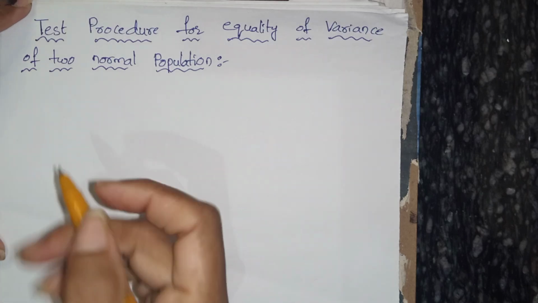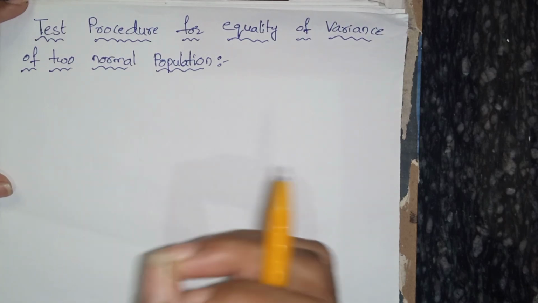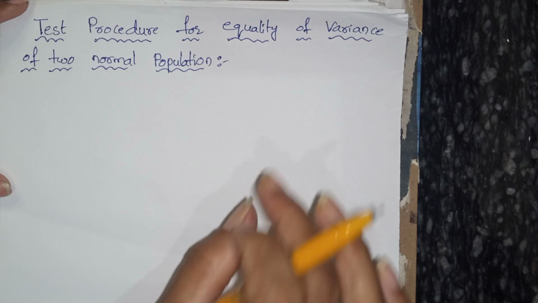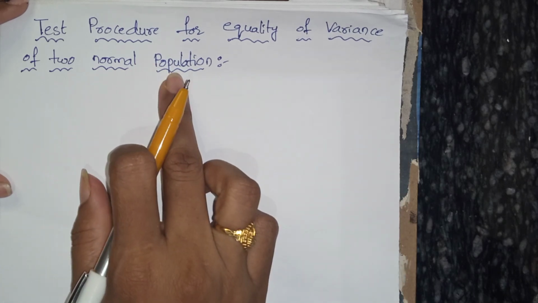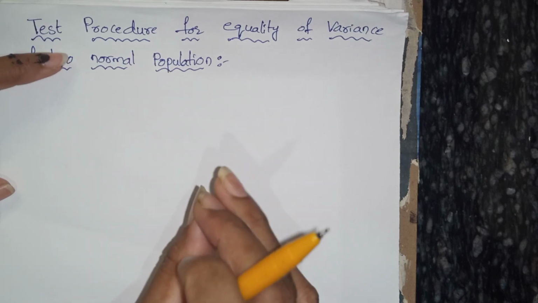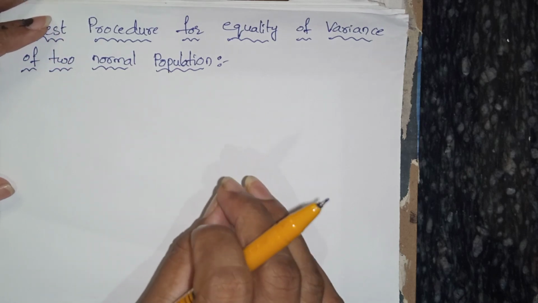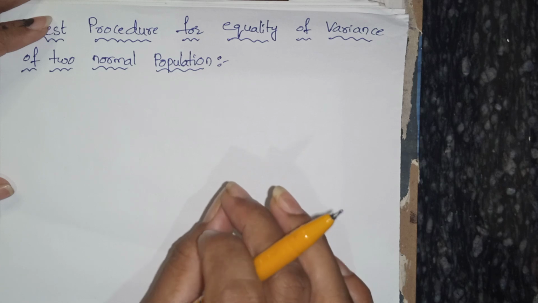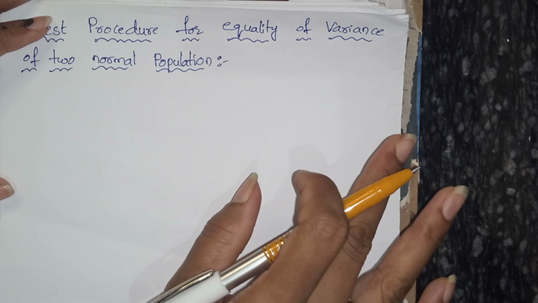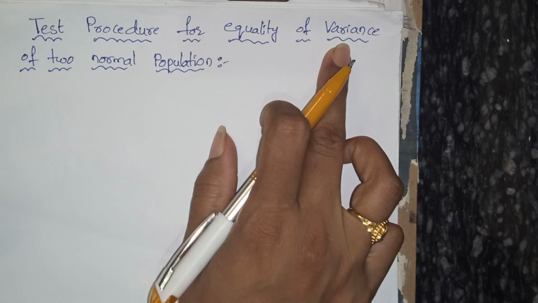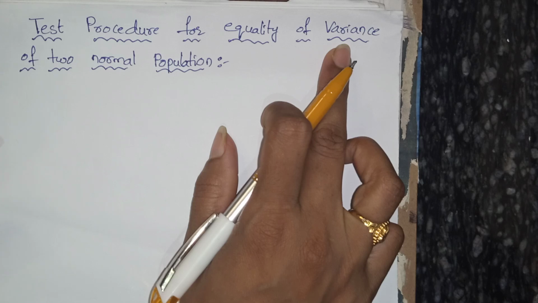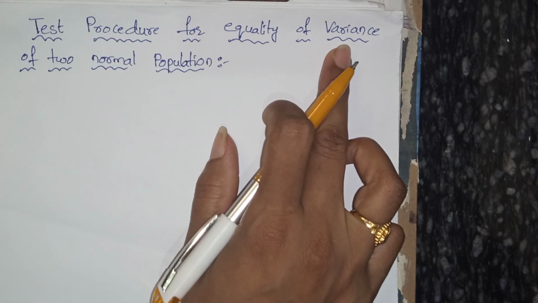Hi students. Now I am going to tell you about the test procedure for equality of variance of two normal populations. This is the only method we use when we come across two normal populations and want to test variance. That is nothing but the F distribution, the F test.